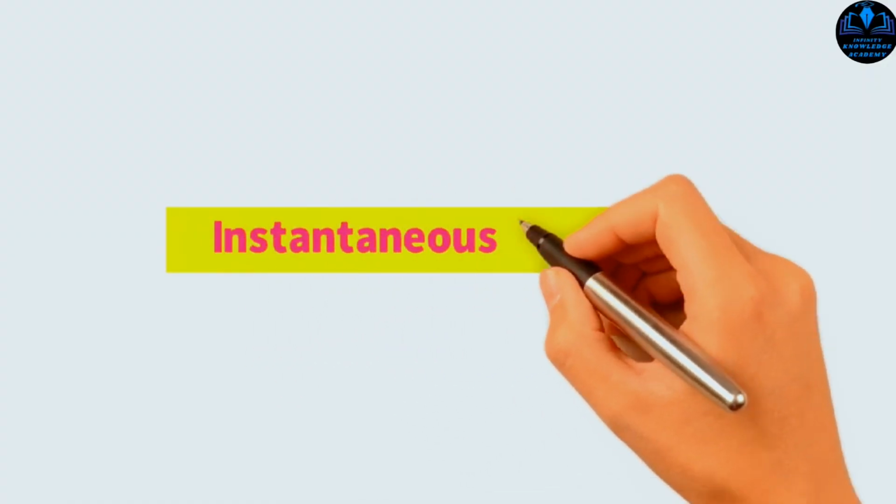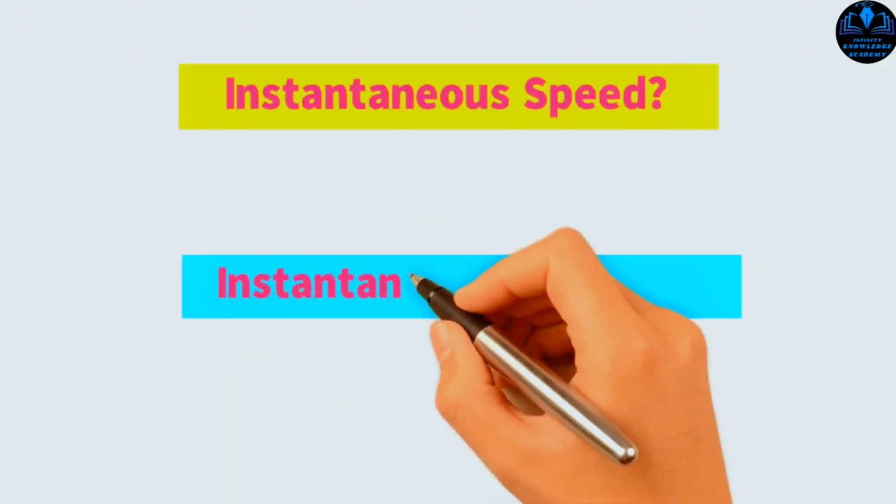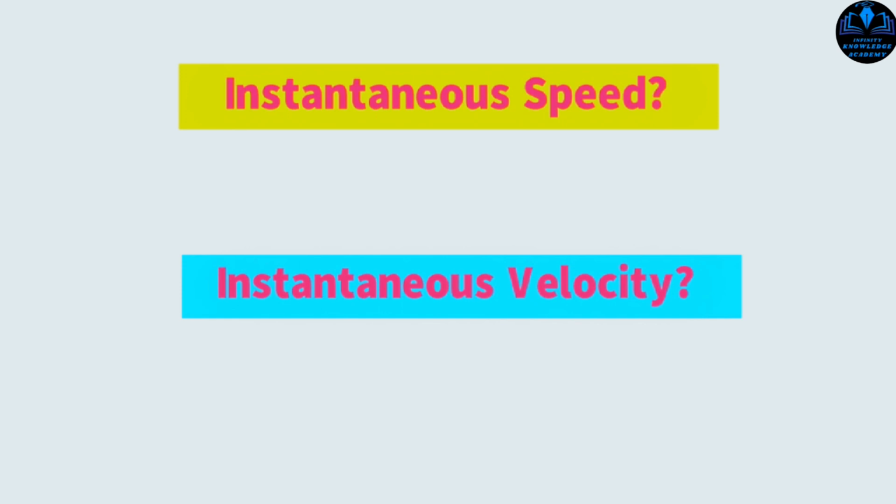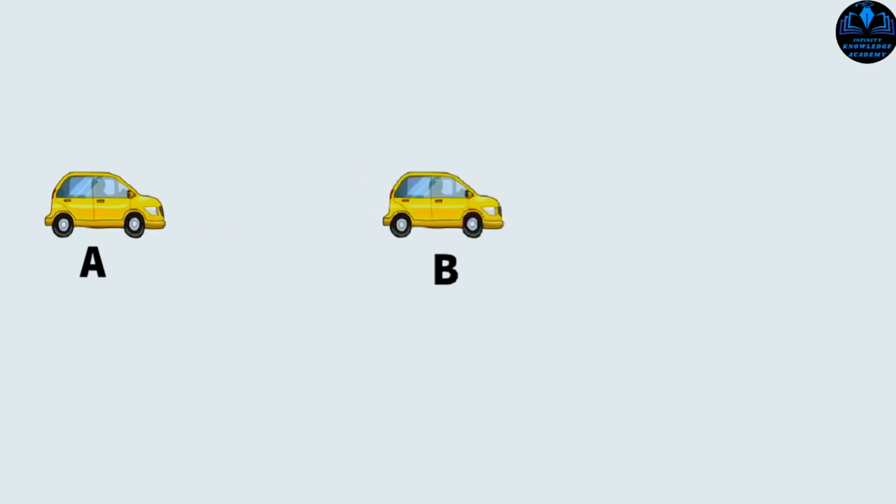What is instantaneous speed and what is instantaneous velocity? Let's say a car is standing at a point A, then moving to the point B, and from point B the car is moving to the point C.